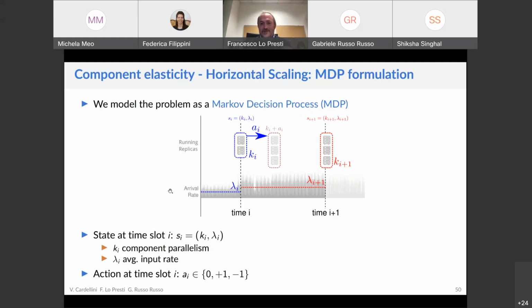This is because only at the end of an interval I have an idea of what is the arrival rate, and so I have an idea of the past but not of the future, and I have to decide what I should do next. Given the current number of replicas and my last interval's arrival rate, which I both denote with subscript I, I have to decide what to do.